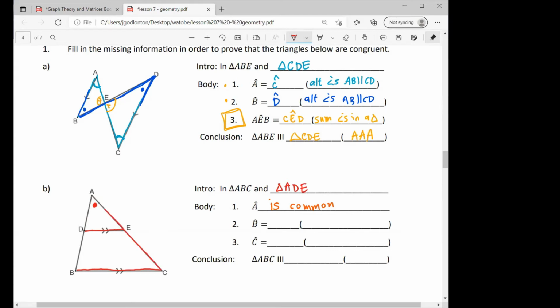Is B corresponding to D? Yes, well done. This angle here is corresponding to that angle there. And if you said this one and this one, that would also be perfect. So whichever one you used. So I'm going to say angle B is corresponding to angle D because of corresponding angles when DE is parallel to BC. And then for our third one, we're allowed to just say that it's equal to the third one for our reason that we spoke about earlier, sum of angles in a triangle. Therefore, triangle ABC is similar to triangle ADE because of angle, angle, angle.